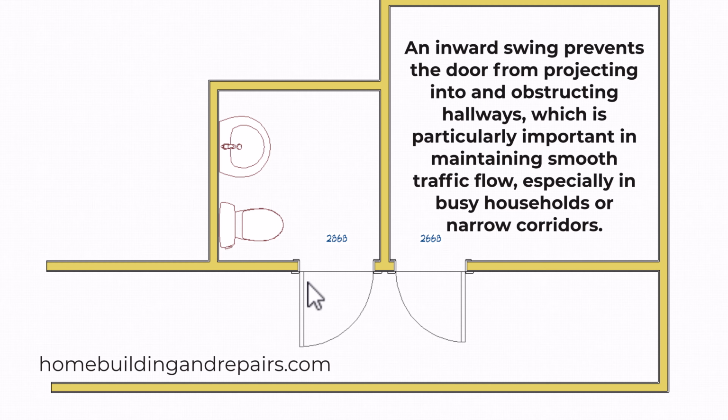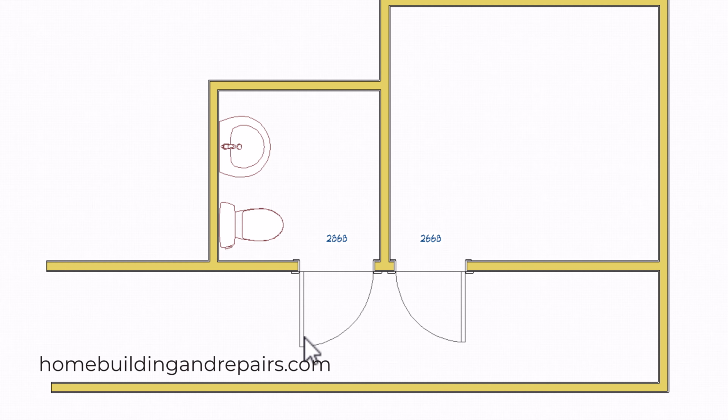And that's because if it swings out, there's a very good chance it's going to be an obstruction in the hallway. So the door is going to either need to be fully open, swung all the way over to the wall, or shut. And if it's shut, then that could create ventilation problems for the bathroom.